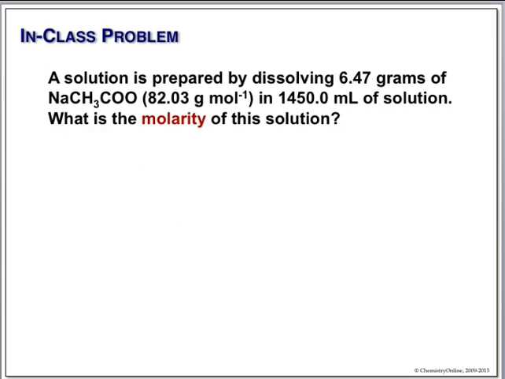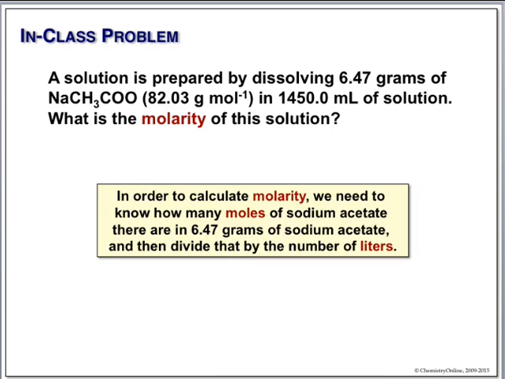This is sodium acetate. We have 6.47 grams of it. 1 mole weighs 82. We have 1450 mils of solution. We have to convert that to liters. Use the same logic. Calculate the number of moles and divide it by the number of liters. Go ahead and do that.